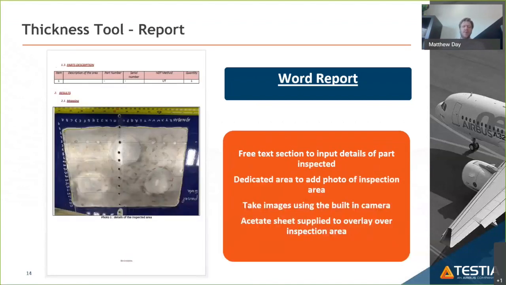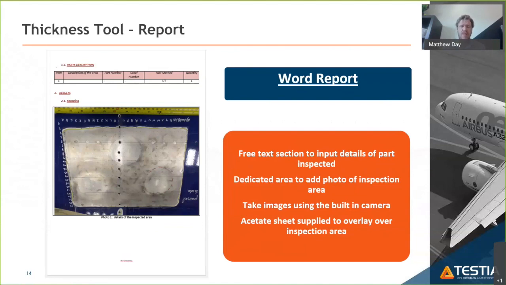Within the report, we have the opportunity to input a photo. The photo is taken using the onboard camera from the instrument itself, from the thickness tool, and then we can input it just like a normal Word format, the image here, and this gives us details of the inspected area.